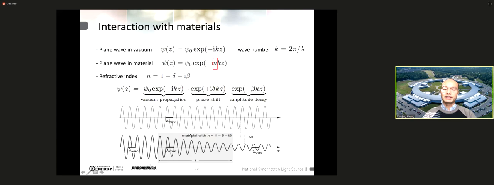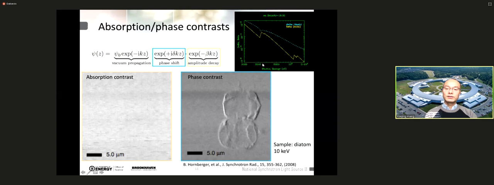Okay, so now let's look at an example of these two effects. Let's look at the picture on the top right corner first. The blue curve is the delta value, which is related to the phase contrast. The yellow curve is the beta value, which is related to the absorption contrast.